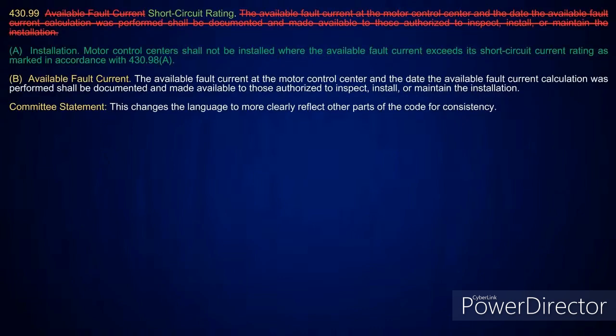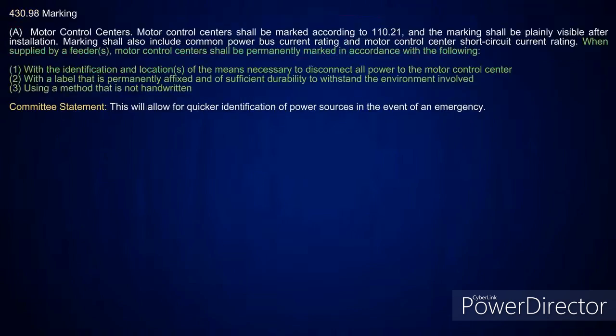Sure. Now, this one gets into the short-circuit current rating. They changed the language here a little bit, and the reason is to provide better consistency with other parts of the code. So you're going to see it talks about the motor control center, and it tells you it shall not be installed where the available fault current exceeds its short-circuit current rating as marked in accordance with 430.98(A).